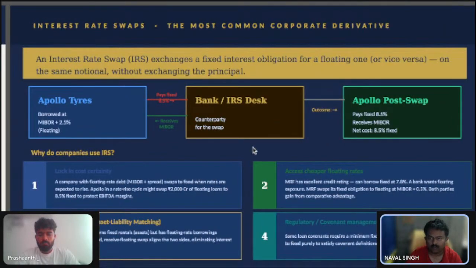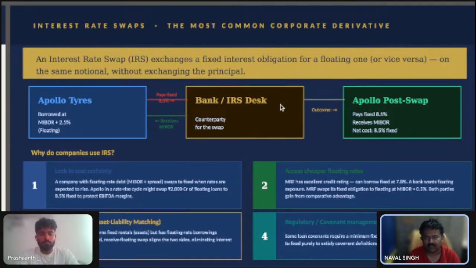The most common corporate derivative. An interest rate swap is an exchange of a fixed interest obligation for a floating one. Now we are talking not about the currency, we're talking about the interest rate. So if they have borrowed at MIBOR plus 2.5 or LIBOR plus 2.5, whatever that they have borrowed at, why do companies use IRS? So they can pay whatever 2.5 plus whatever to the bank, and in the IRS, they receive MIBOR.